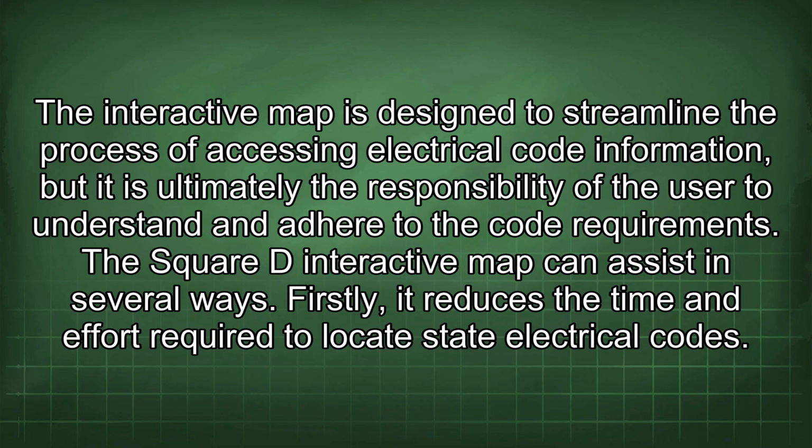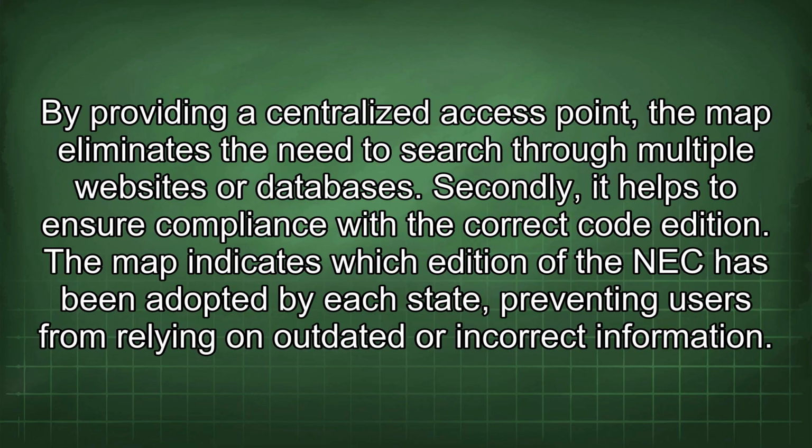A Square D interactive map can assist in several ways. Firstly, it reduces the time and effort required to locate state electrical codes. By providing a centralized access point, the map eliminates the need to search through multiple websites or databases.